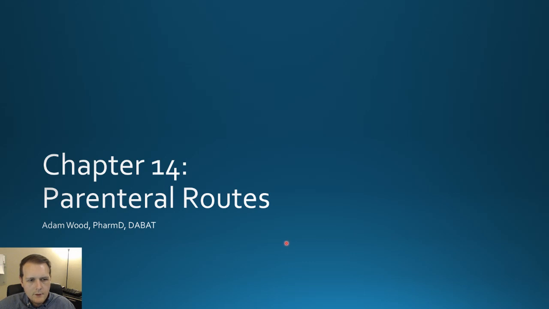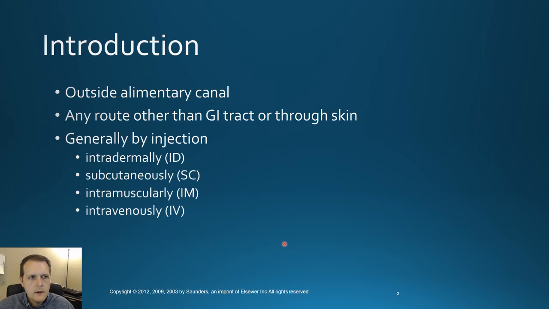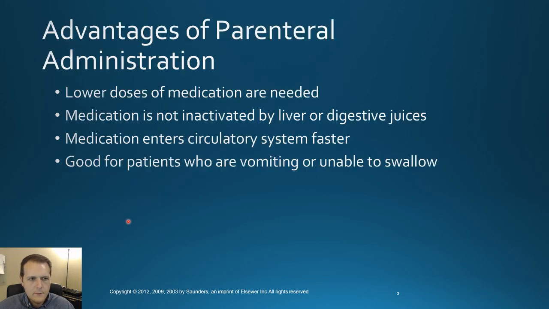Hey everybody, it's Dr. Wood, and today we're covering Chapter 14, the Parenteral routes of administration. What we're talking about here is anything parenteral is going to be outside of the alimentary canal. So this is typically going to be things not given through the skin, through the GI tract. And so the big things we're talking about will be intradermal administration, subcutaneous, intramuscular, and then intravenous.